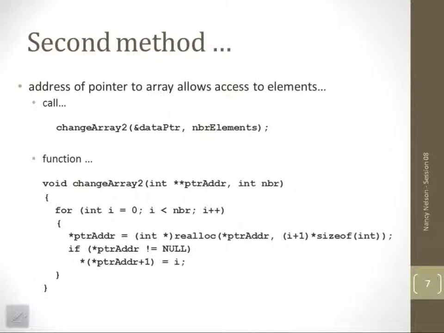The second method is a little bit more interesting. Here we have a function called changeArray2, and here we're passing in the address of our pointer plus the number of elements. So if we look at our function declaration here, we are not returning the pointer this time. Our function name is here, and here we have 2 stars, 2 indirection operators. So what this is saying is we're getting a pointer to a pointer. So that's a kind of unique little thing. A pointer to a pointer.